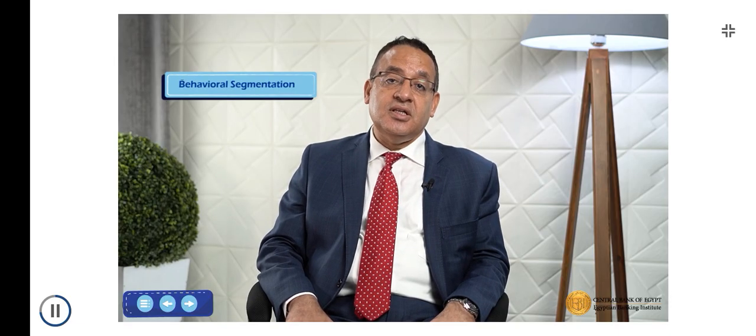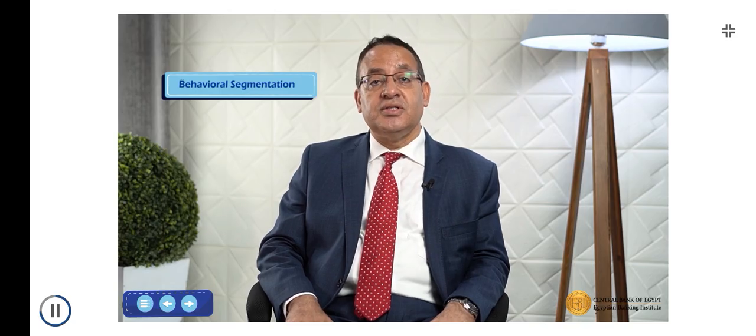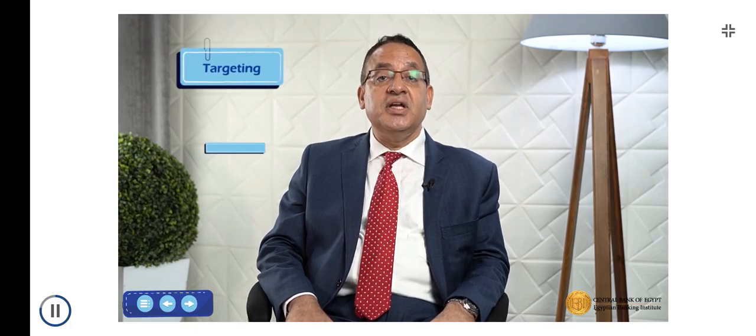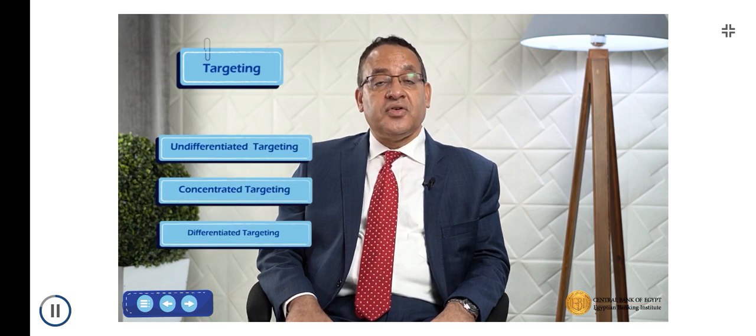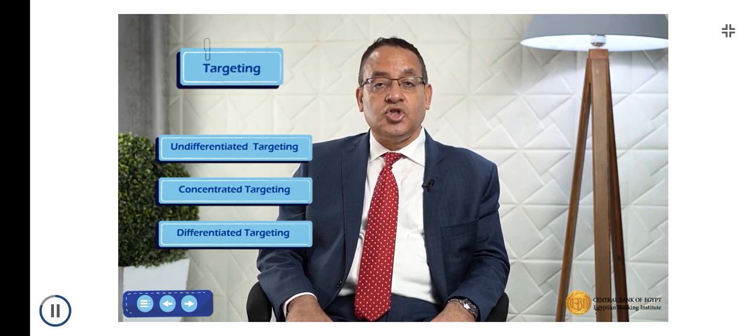Finally, the behavioristic segmentation. We have to use some factors like, for example, the benefits needed by the customer and the volume of purchase by the customer. So we have four pillars for segmentation. After segmenting the market, we have the targeting. We have three types of targeting: undifferentiated targeting, concentrated targeting, and differentiated targeting. The last step in the STP process is positioning, how to put your brand in the mind of the customer.